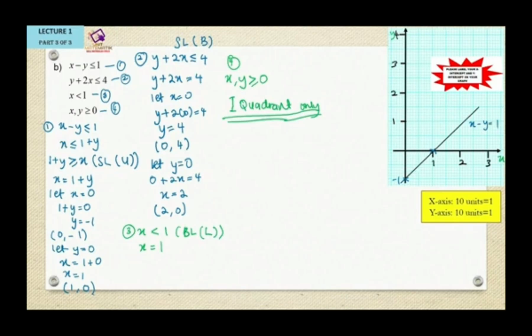Then the region is above the line. So this is above the line.